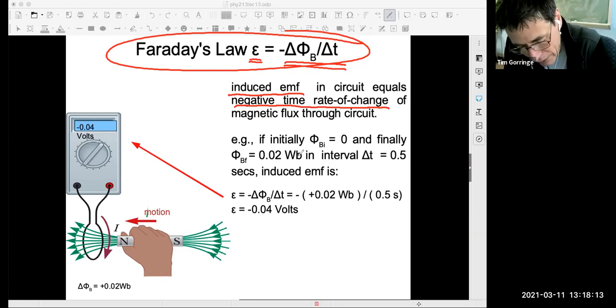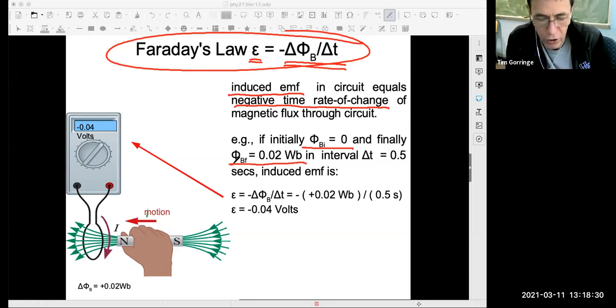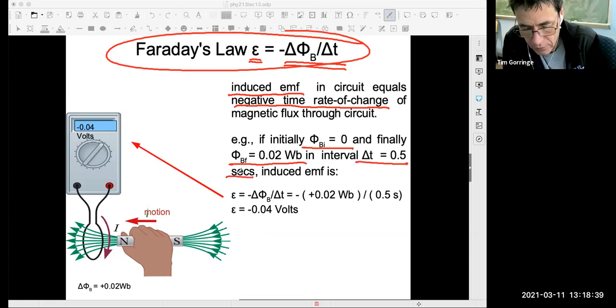Just as an example, I put down a little example here. This is an example related to sticking the bar magnet into the neighborhood of the coil. Supposing the flux was initially 0, no magnetic flux through the coil. We stick the bar magnet close to the coil, we get 0.02 Webers of flux through the coil. And we did that in half a second. What's the induced EMF? We had no flux, then we have 0.02 Webers flux. And we achieved that change in half a second. So what's the induced EMF?